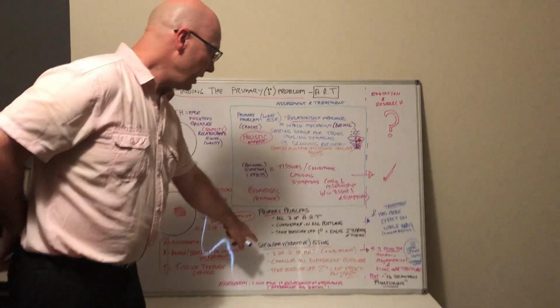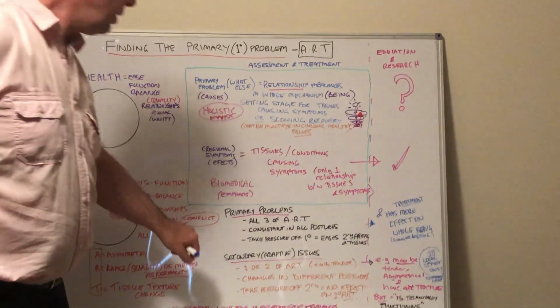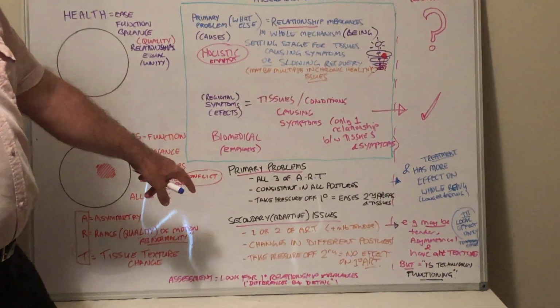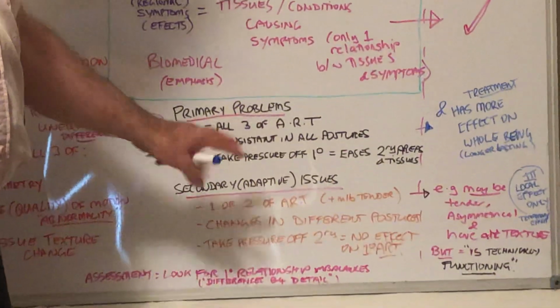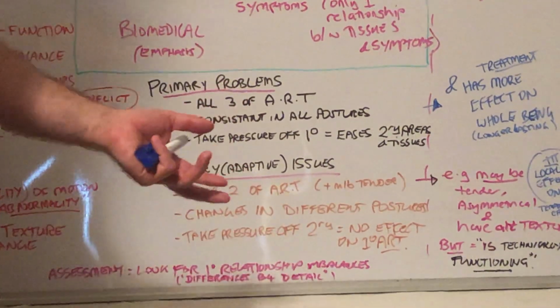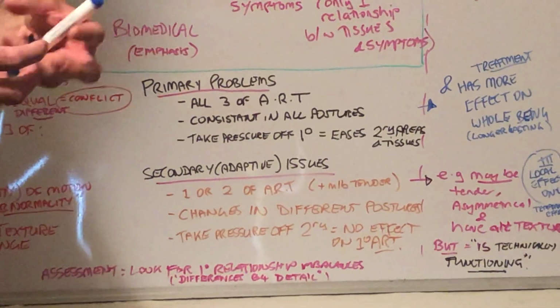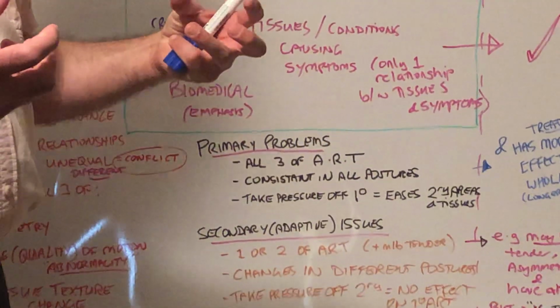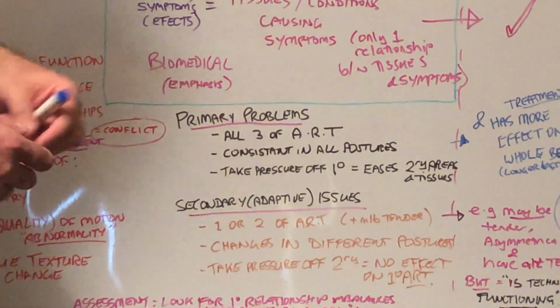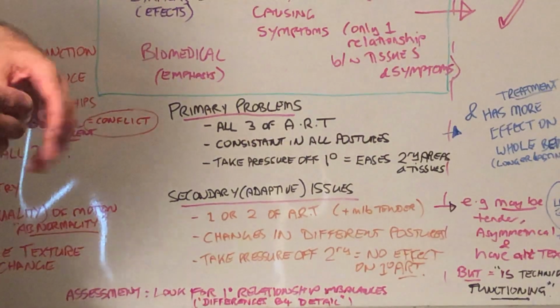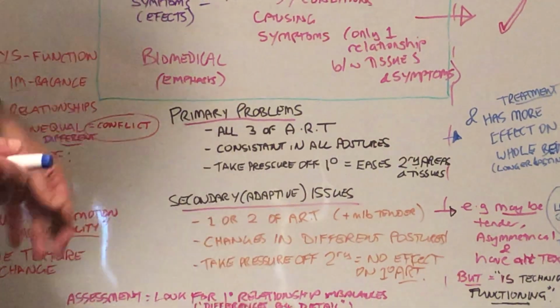Now, if you go to secondary problems here, secondary or adaptive issues, they'll have 1 or 2 of ART, but not all 3. And they may actually also be tender, which makes sense because they're under stress. They're either compressed or stretched, therefore causing tenderness, for example. I'm talking more on a musculoskeletal level, but it can happen on any level.